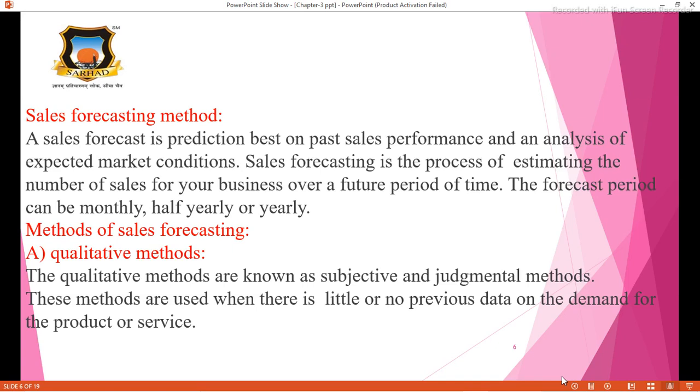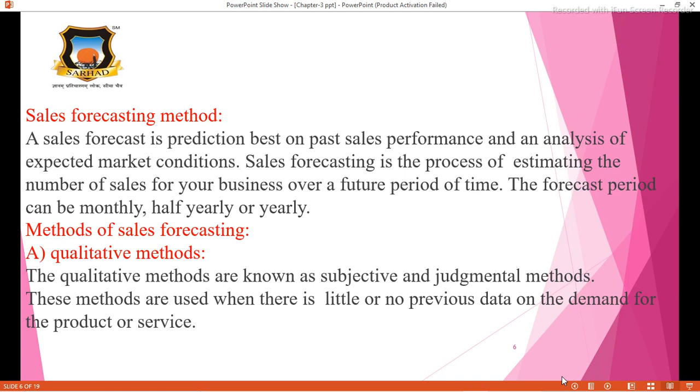Sales forecasting depends on whatever the past sales experiences. So, on the basis of the past experiences, we can predict the future demand and the future market conditions, and it depends on past experiences. And we can make a forecast on a monthly, half yearly and yearly basis.